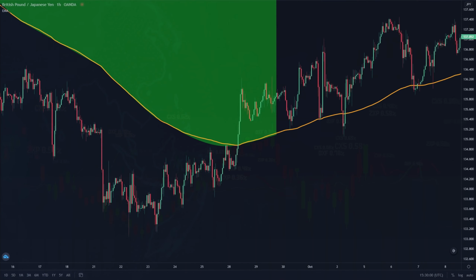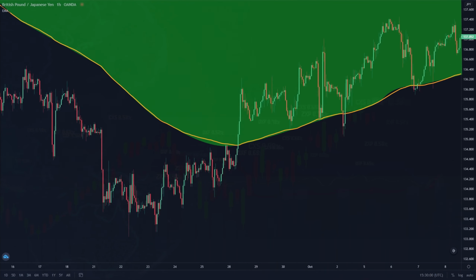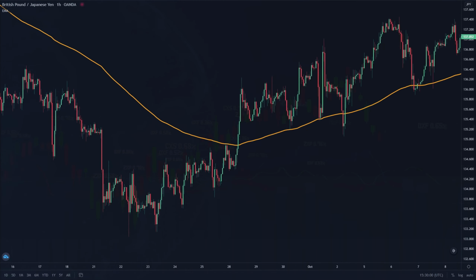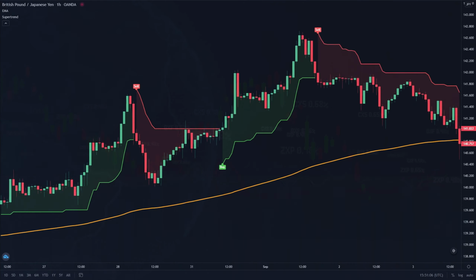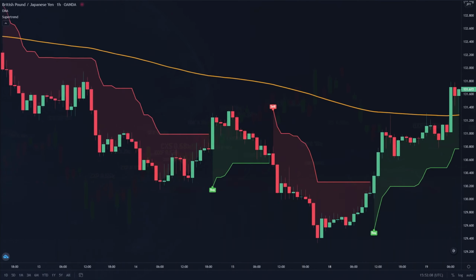If the price is above the 200 EMA, you only take buy positions. And if the price is below the 200 EMA, you only take sell positions. So let me give you an example. If an indicator, in this case the super trend, gave a buy signal while the price is above the 200 EMA, you take a buy position. But if the super trend gave a buy signal but the price is below the 200 EMA, then you ignore this buy signal.